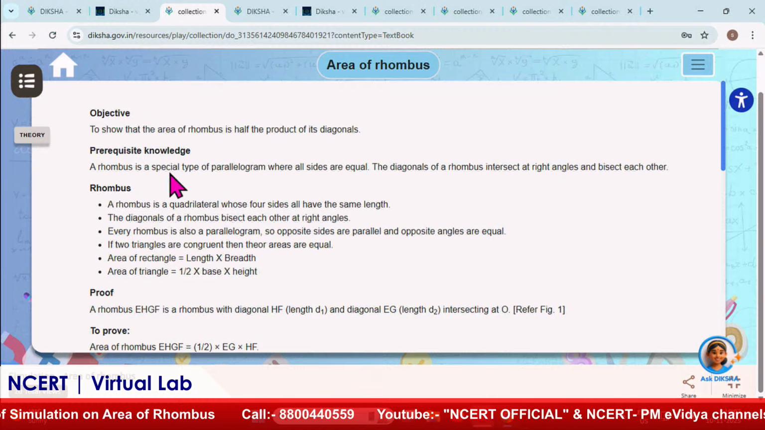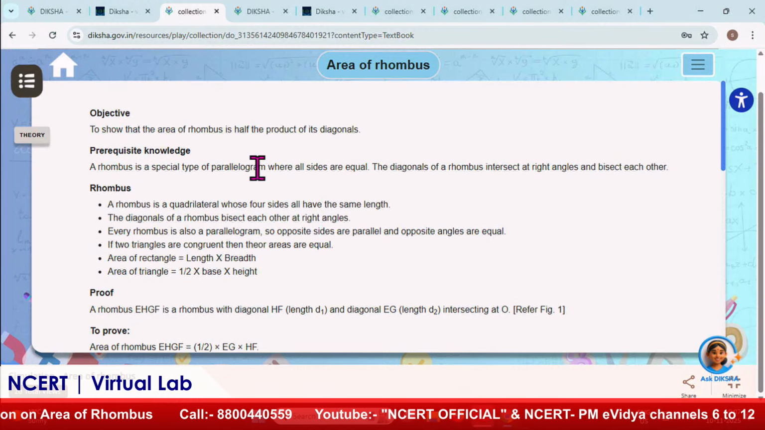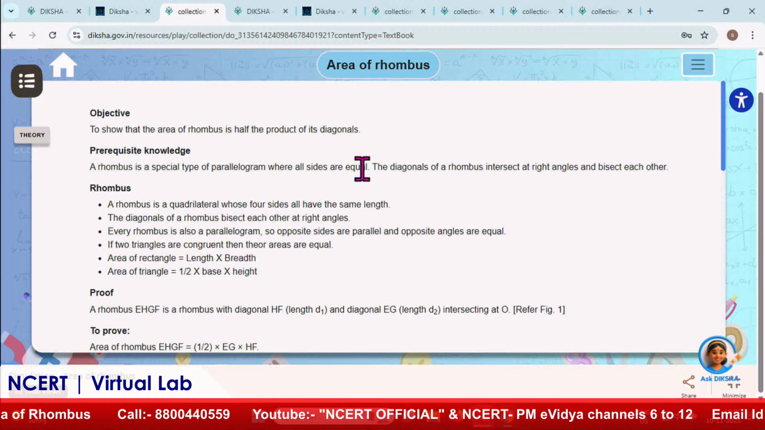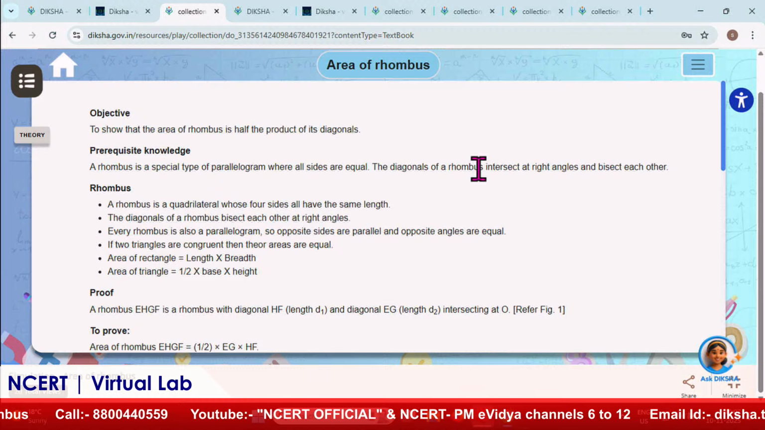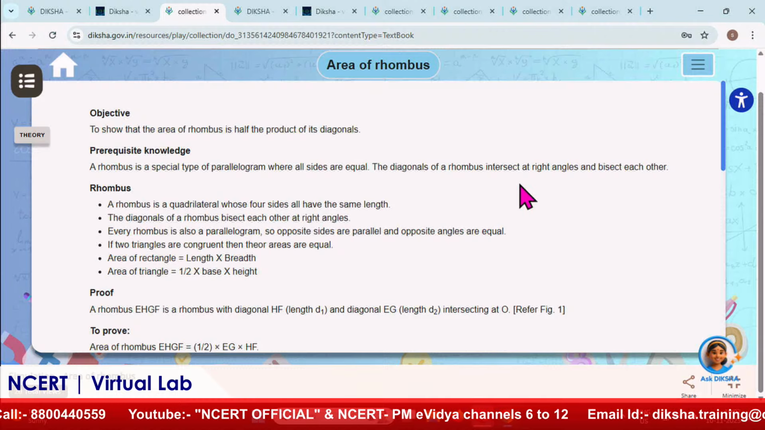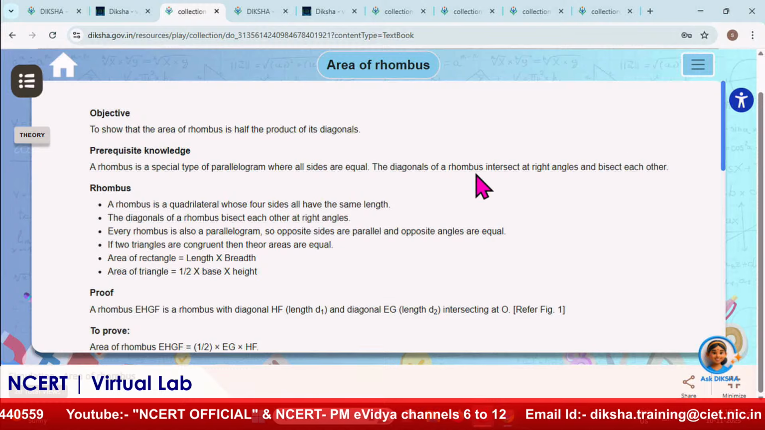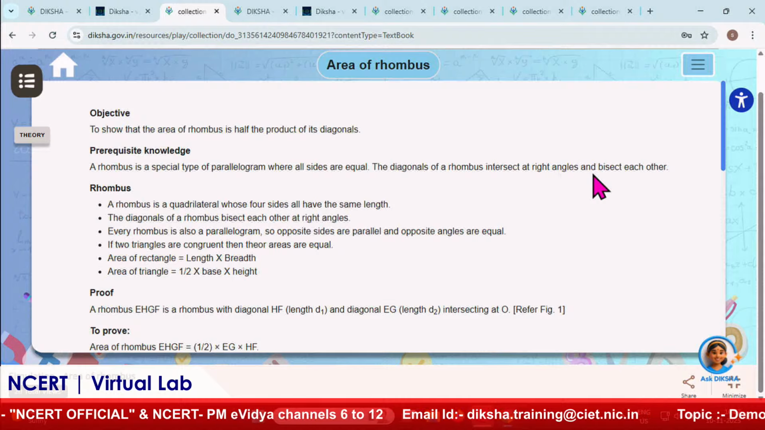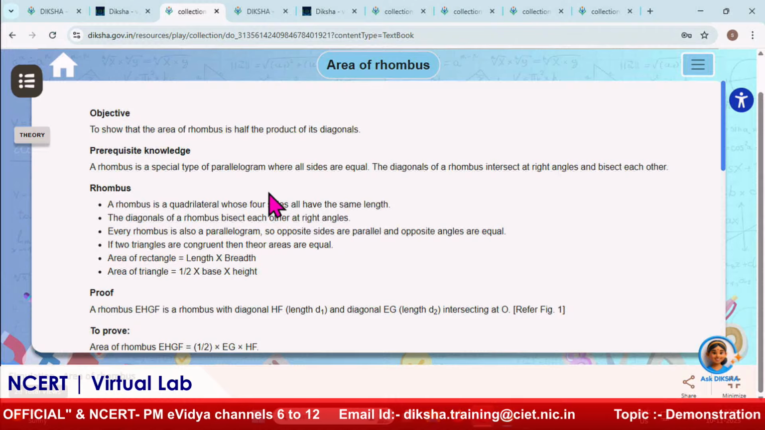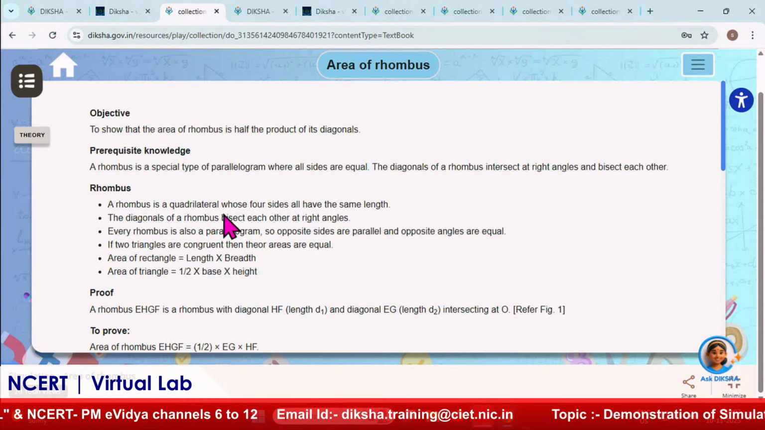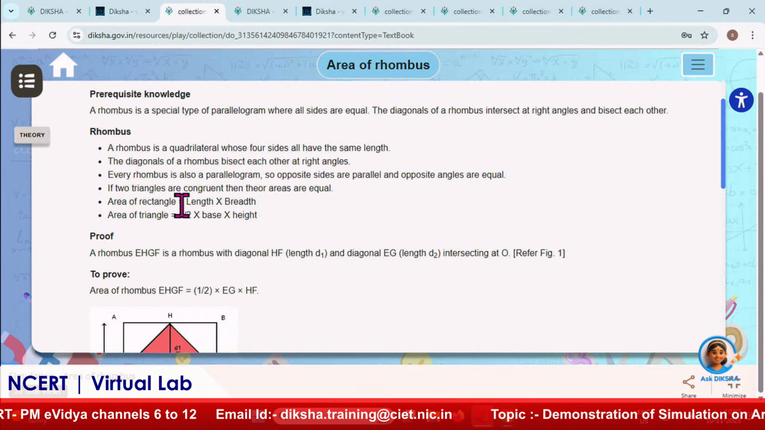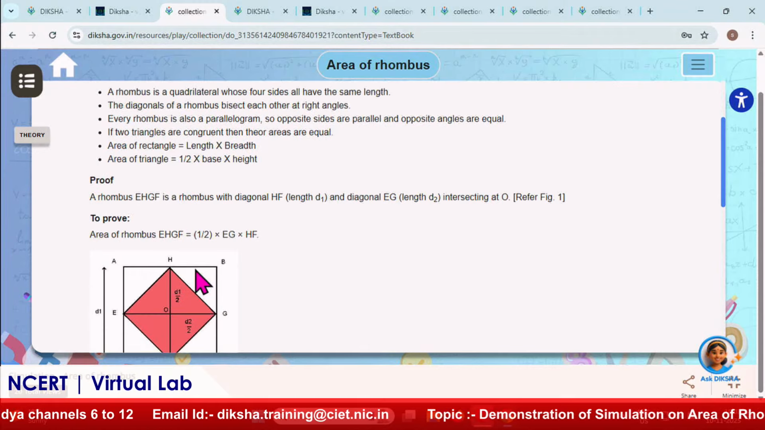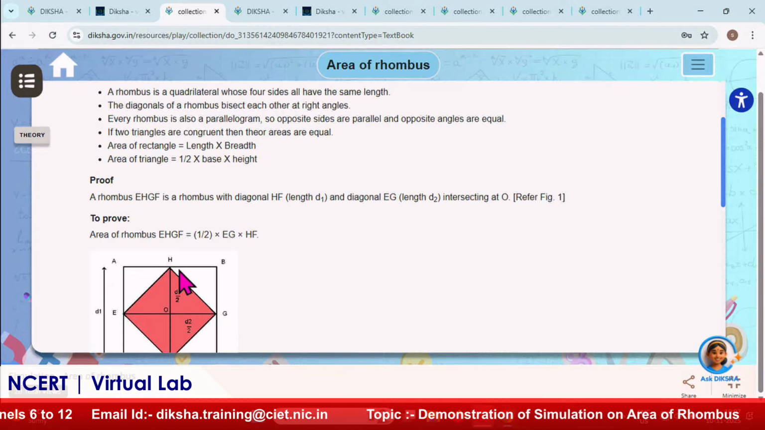As I told you, a rhombus is a special type of parallelogram where all the sides are equal, and the diagonals of the rhombus intersect at 90 degrees. It is given that the diagonals of a rhombus intersect at right angles and bisect each other. So we can read the theory behind it. These are the properties of a rhombus, and the diagonals are given as D1 and D2.